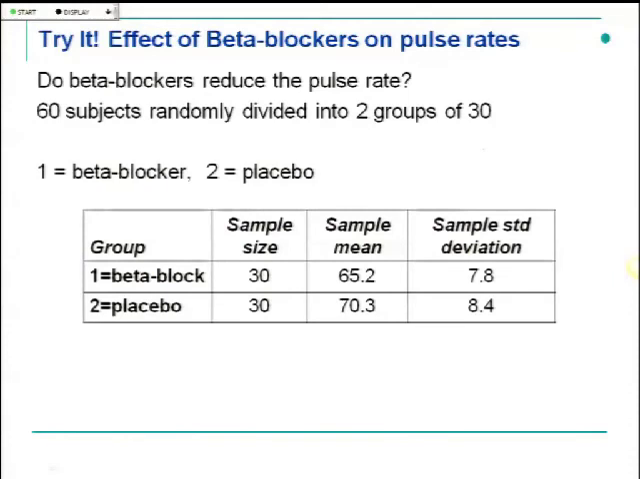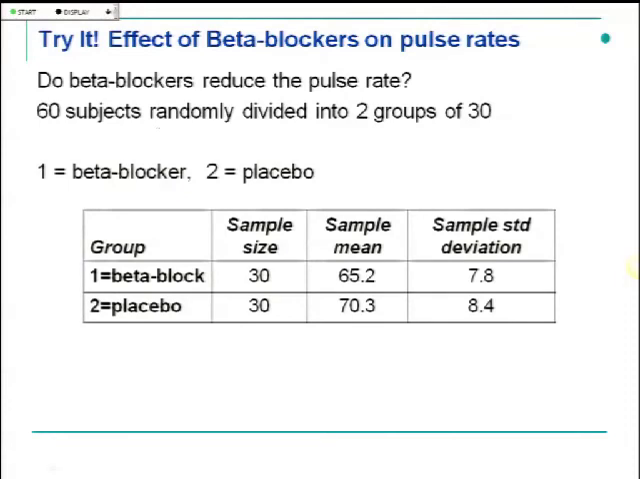The second one is much quicker because the output is all sitting right there. We just have to pull out relevant ideas. So let's take a look at our first example on an experiment looking at whether beta blockers help to reduce pulse rate with a group of 60 subjects that are randomly divided up into two groups. And group 1 gets the beta blocker treatment and group 2 gets a placebo treatment.